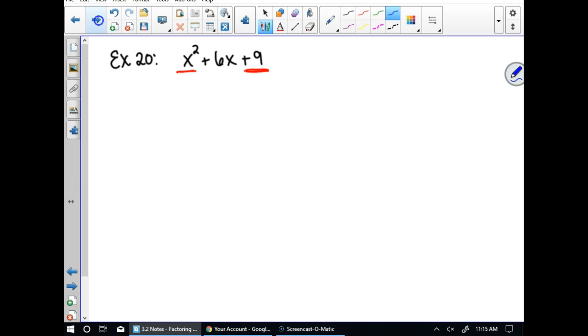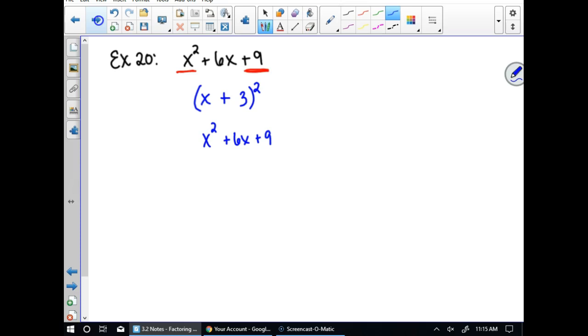So if I take the square root of x squared, I get x. If I take the square root of 9, I get 3. Because I have plus signs, I know I'd have a plus sign here in the middle, and I'd write that squared. Will that work? If you think of the shortcut that hopefully we're trying to start using, x squared would be x squared. Double the middle, so 3 times x is 3x, and double it gives you 6x, and then square the last, you get 9.